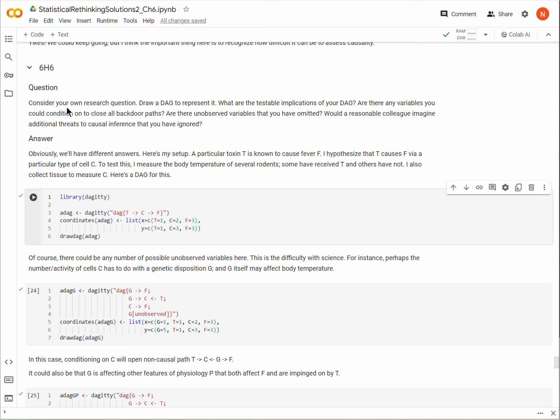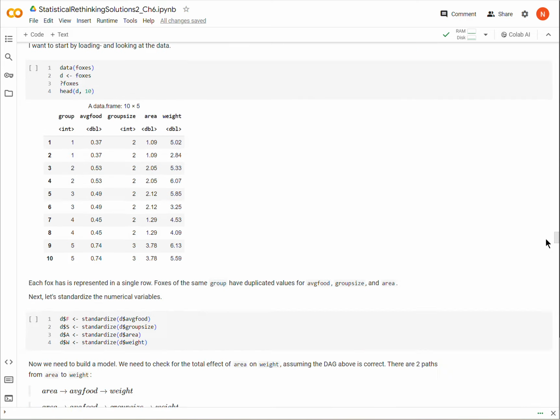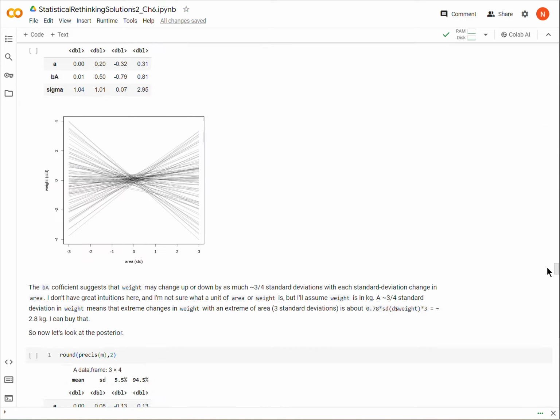Okay, so we're on to the last two questions of the sixth chapter of Statistical Rethinking, second edition, 6H6 and 6H7. If you're going to use any of this code, make sure that you've installed and loaded the rethinking package with those first two code blocks. And let's get into it.